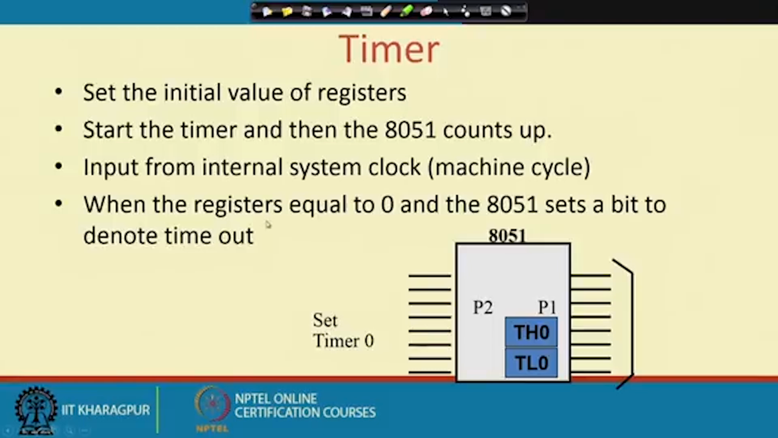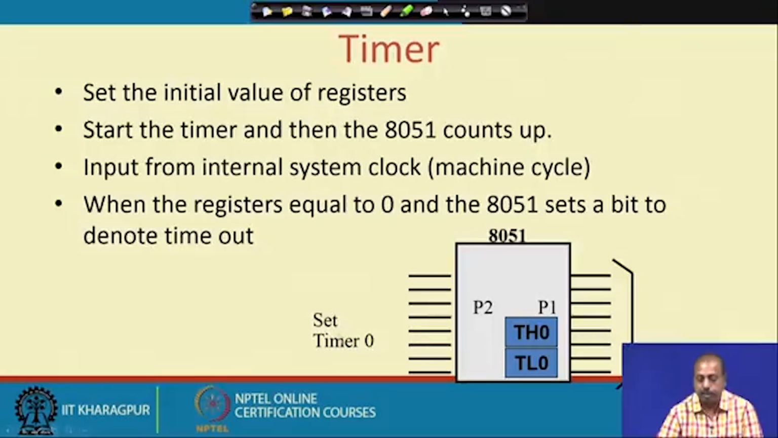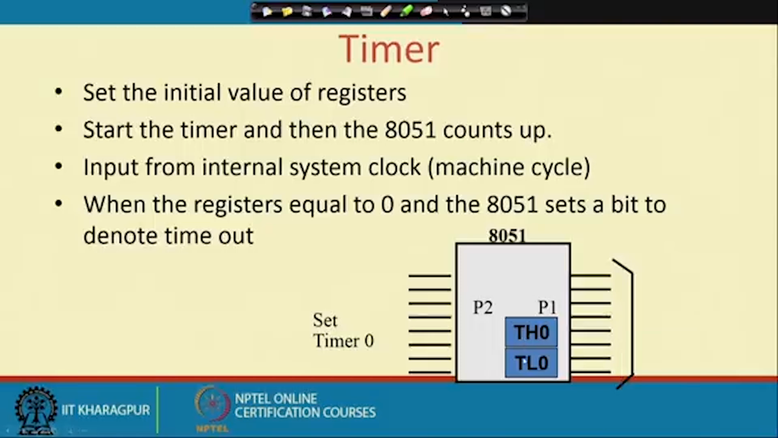So, this is the generic structure. We have this timer 0, connected to TL0 and TH0. These are the two registers that will hold the time value, and we can set the initial value for the registers TH0 and TL0. Then we can start the timer.